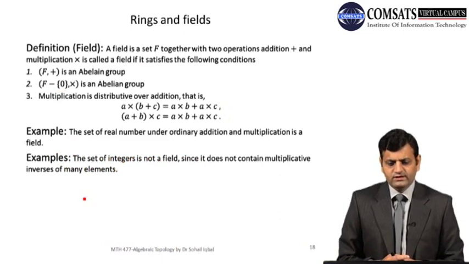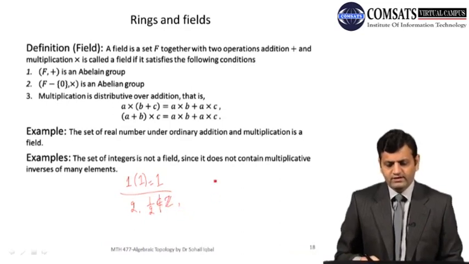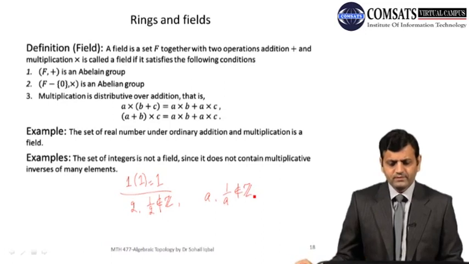The set of integers is not a field since it does not contain multiplicative inverses of many elements. When we say many elements, it means almost every element does not have a multiplicative inverse, and the only elements which have one are basically 1, because the inverse of 1 is 1 itself, as 1 into 1 is equal to 1. Any other element, let's say 2, has multiplicative inverse 1 over 2, which does not belong to the set of integers. Similarly, for any other integer a, 1 over a is not an integer, so 1 over a does not belong to Z. So Z under ordinary addition and multiplication is not a field.